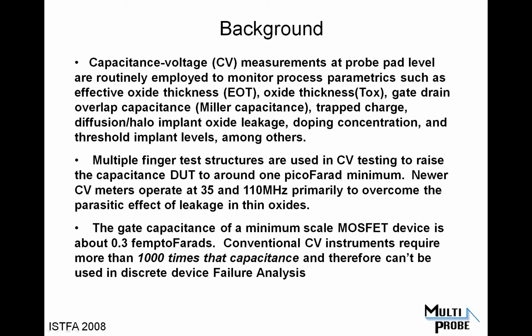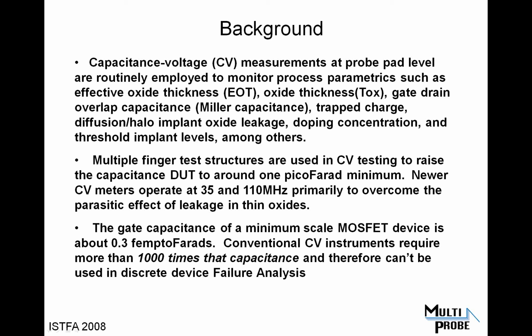Let me go into the background of what we mean when we say NCVS and why we would use it. Basically, Terry already talked about how you use a test structure to be able to parametrically characterize process output, whether it's an oxide thickness or different types of capacitance. Look for trap charge, look for flat band voltage, and so on.